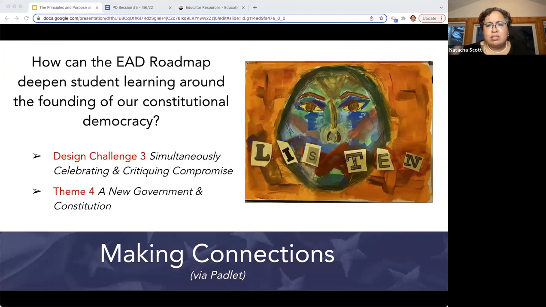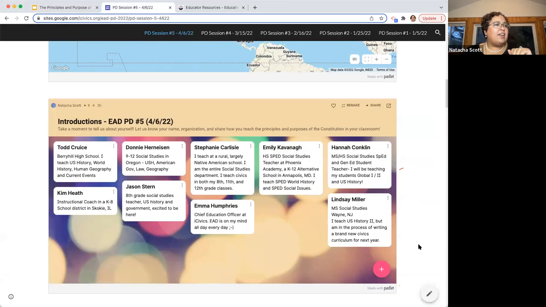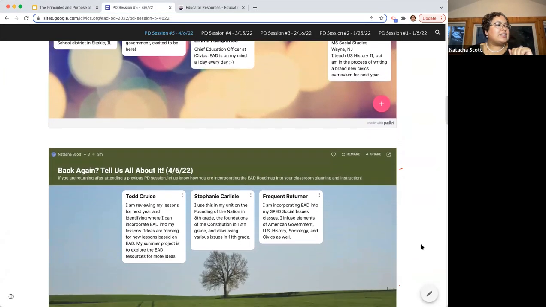Now, we sped through the design challenges, the themes, and the key concepts, and we've kind of just started to scratch the surface across all of those. And what I would love for you to do is take a moment and think about how the EAD roadmap can really start to deepen student learning around the founding of our constitutional democracy. I'm going to go back to our questions on the previous slide because I do not expect you to have memorized them like that, but just take a moment and on your landing page for today, I'm going to scroll down so that you can see it.